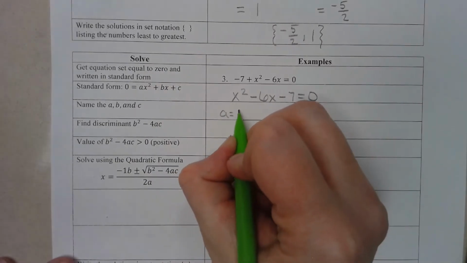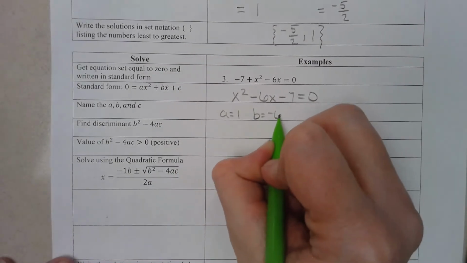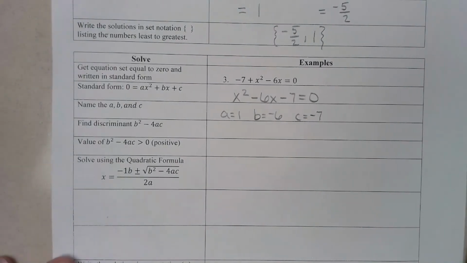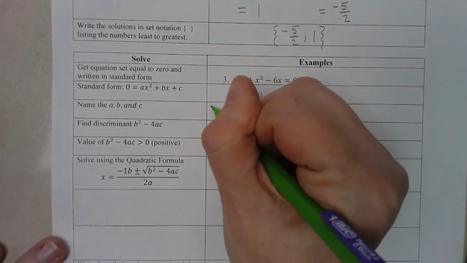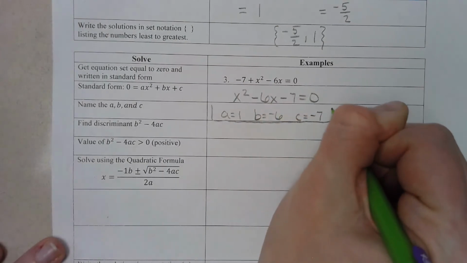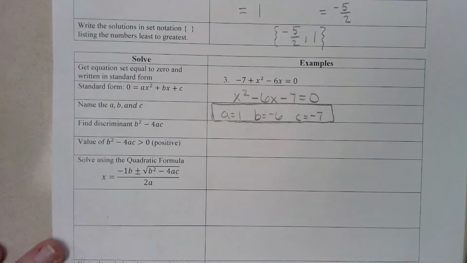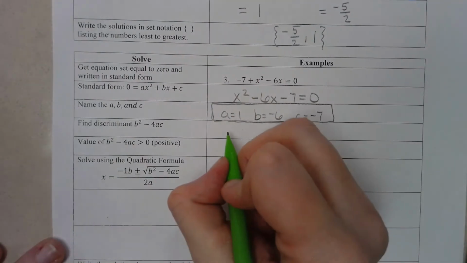Let's name our a, b, and c, being very careful since we have negatives in this problem that we include those when we name our coefficients. Since I know I'm going to need to refer back to these often, I'm going to go ahead and put a box around them so that as I work through my problem, I can continue to refer back to them as needed. Let's do our discriminant.